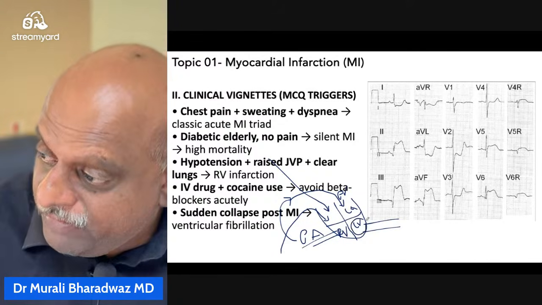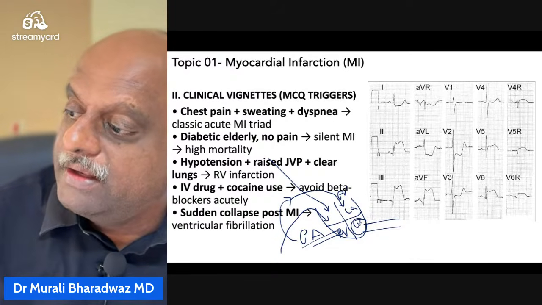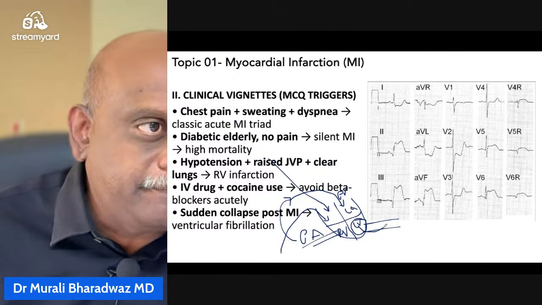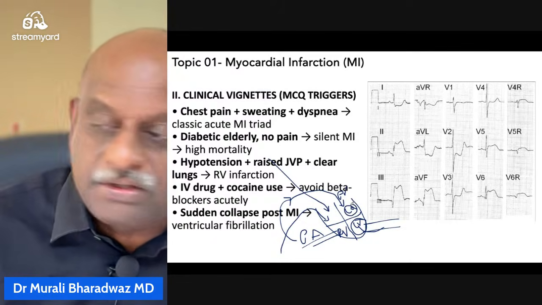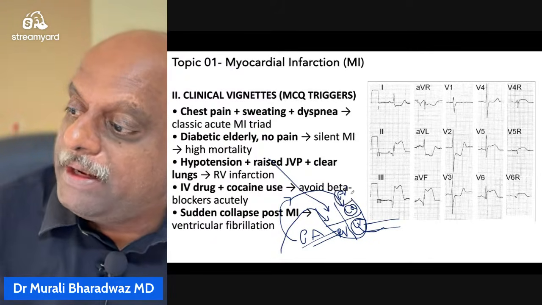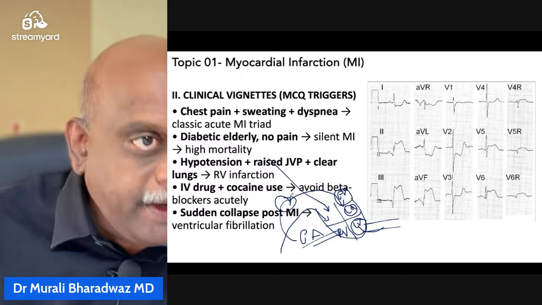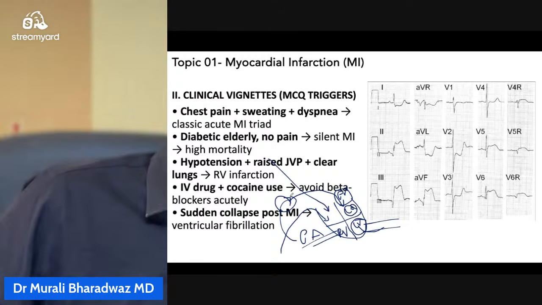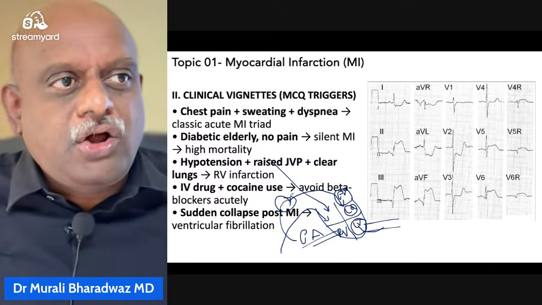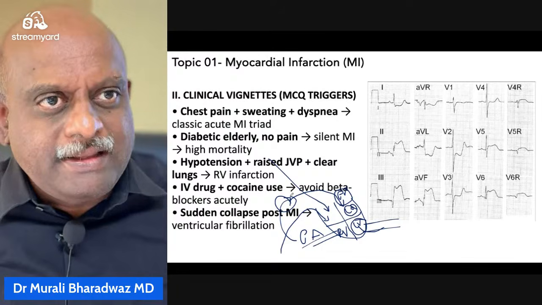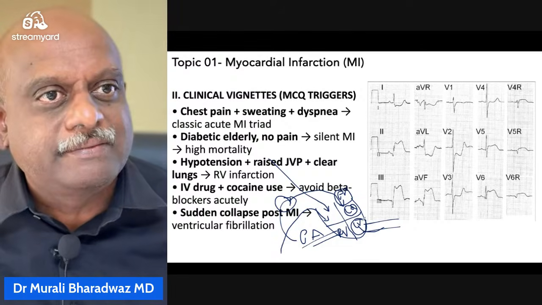When the LV fails or infarction is there, it can't pump the blood into aorta. That leads to pressure in the left atrium to increase. And that will increase the pressure in the pulmonary vein. That leads to pressure in the pulmonary capillary. That leads to pulmonary edema. So dyspnea with a lot of crepitations of pulmonary edema in the lungs is equal to LV infarction.